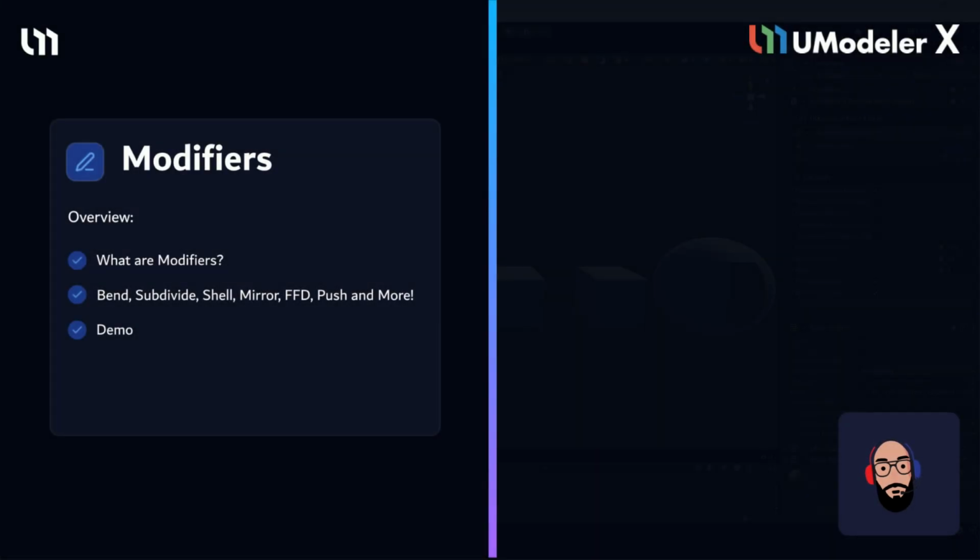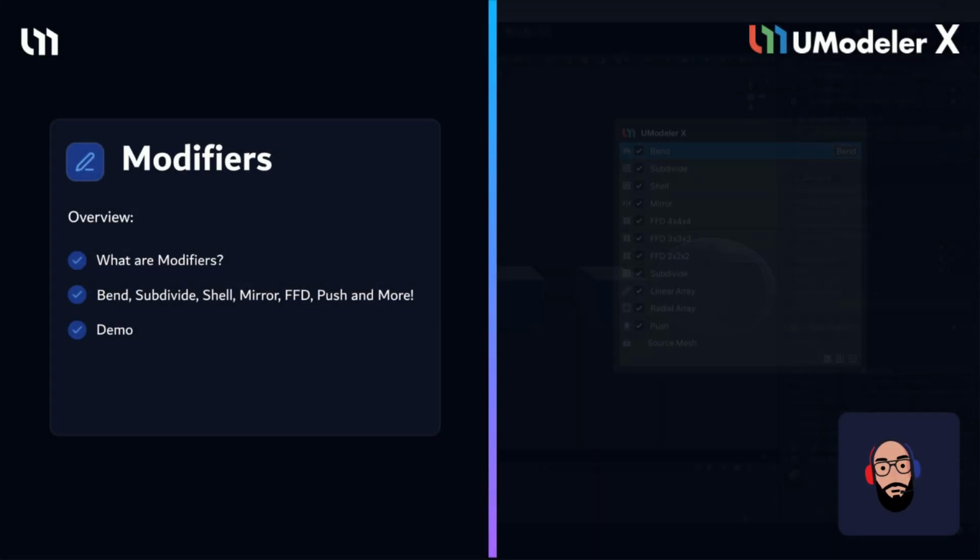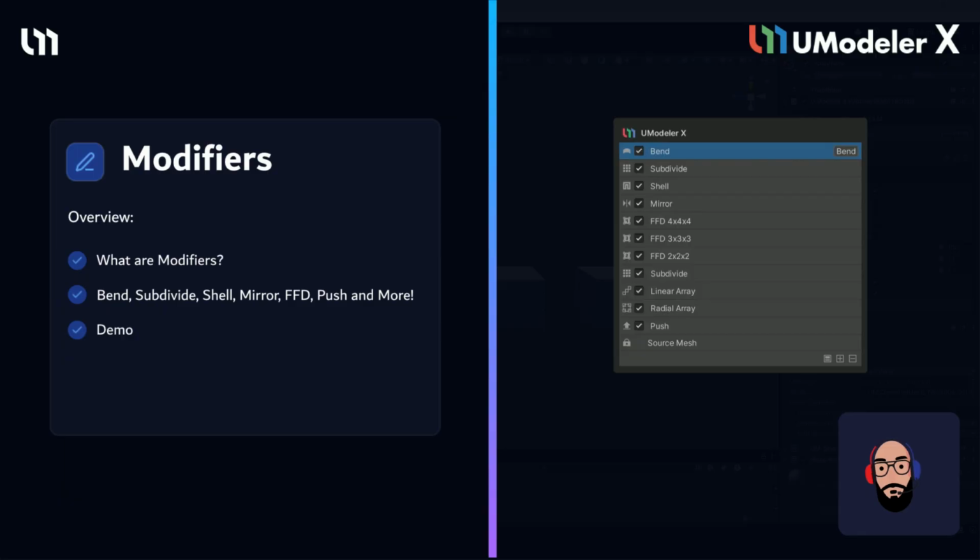Today we're taking a quick look at modifiers in UModelerX, a non-destructive system that lets you reshape your model while always keeping the original mesh intact. Modifiers stack in order, can be toggled on and off, renamed for clarity, and rearranged to control how each effect is applied. You can add new modifiers, disable them, or delete them entirely, and when you're ready, you can even combine them to bake the results into the source mesh.